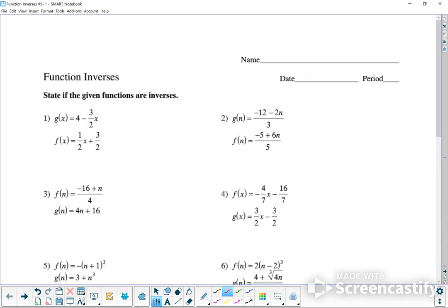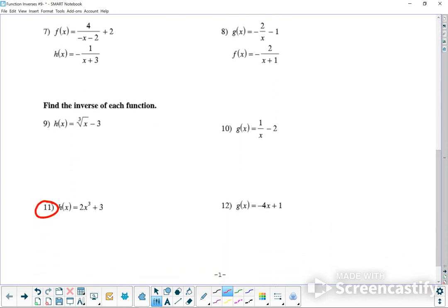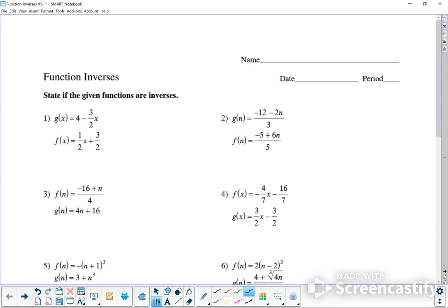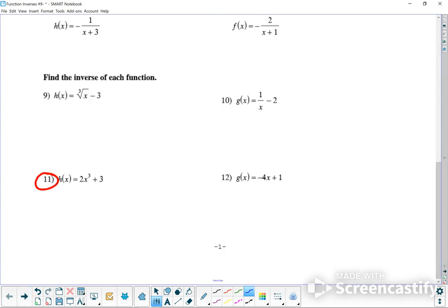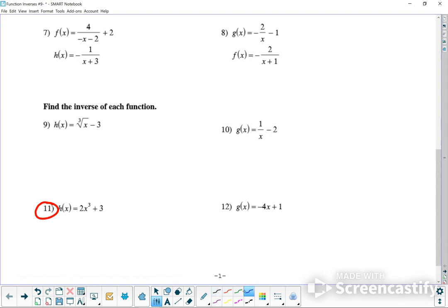Let's start at the beginning, right? Let's start with finding the inverses. So it's 9, 10, 11, 12, 13, 14, 15, 16. Let's start with that first. Okay, so let's see. Nope, can't. Not gonna zoom in anymore. So this is about all we got.